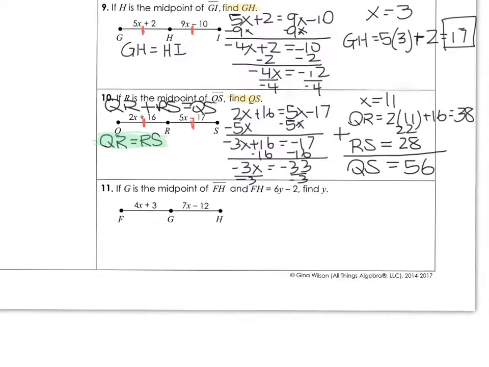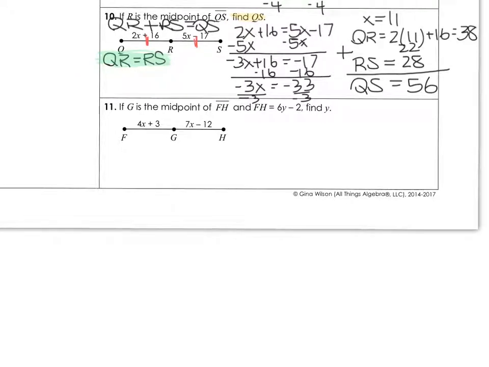And the last one is a little bit challenging. Let's first see what it's saying. It's saying that G is a midpoint, so those two are congruent. And it's giving a different expression for the whole length. So the first thing we're going to do is find our x. We know those two are congruent, so let's find our x.